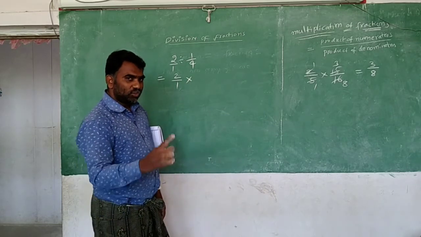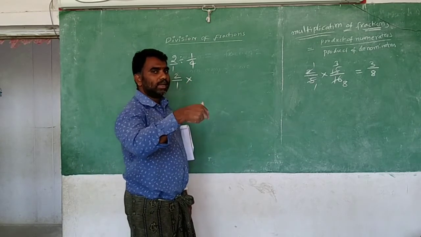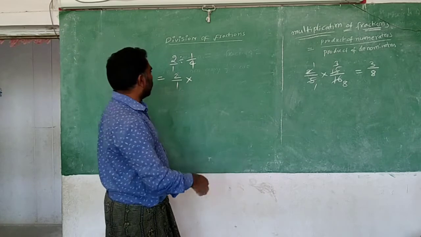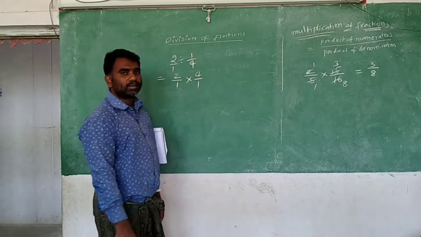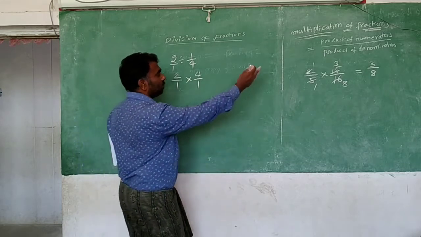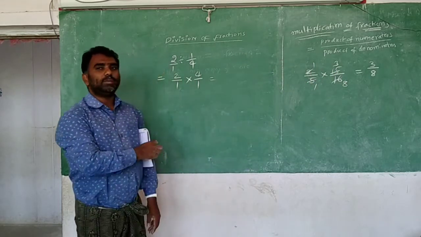Second fraction, as it is? No. What should we do? We have to write the reciprocal. The second fraction, 1 by 4, reciprocal we will write as 4 by 1. Then after that, do the multiplication. You know the multiplication method.